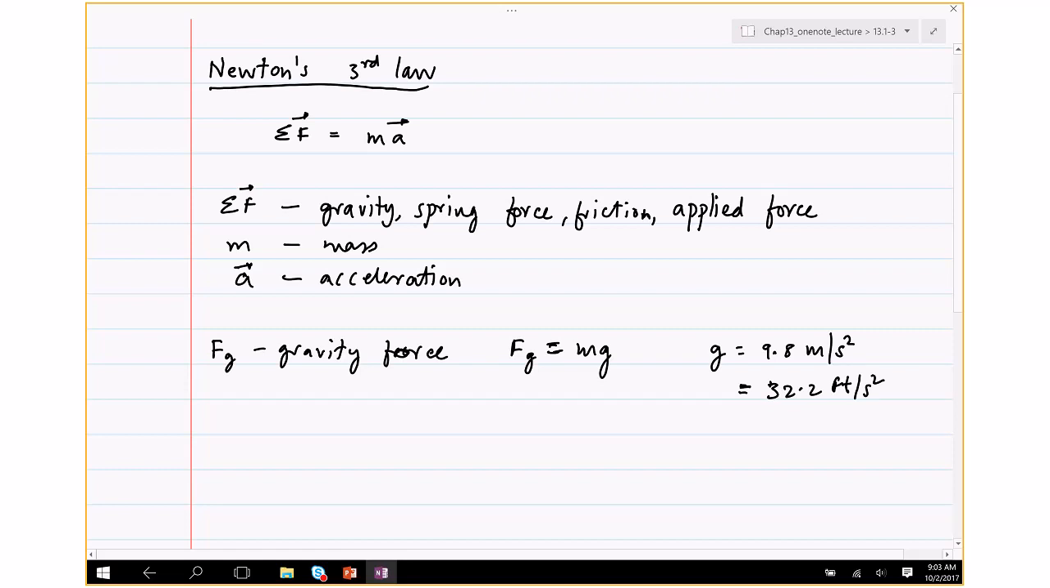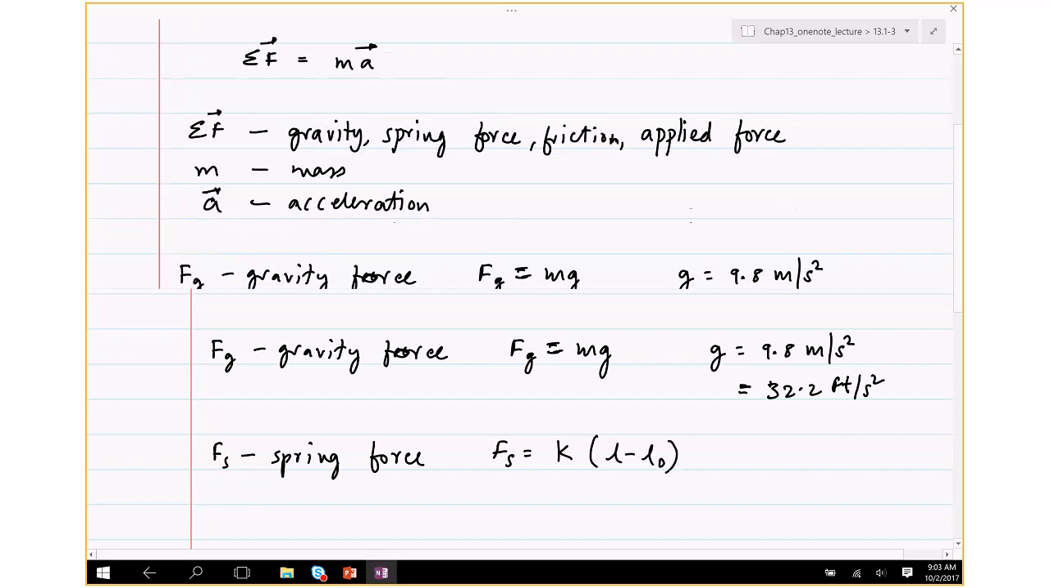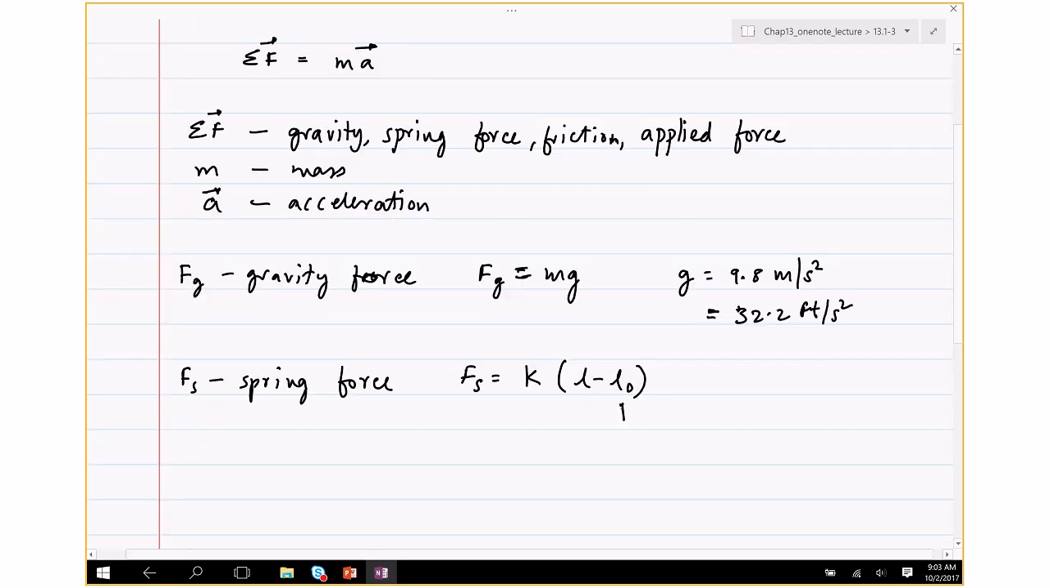Spring force, I'll denote that as Fs, is the spring constant, which is a constant for that particular spring, times the net stretch in the spring. So that is L minus L0. L0 is the free length. That is the length of the spring when no force is applied, while L is the length of the spring when the force is applied.